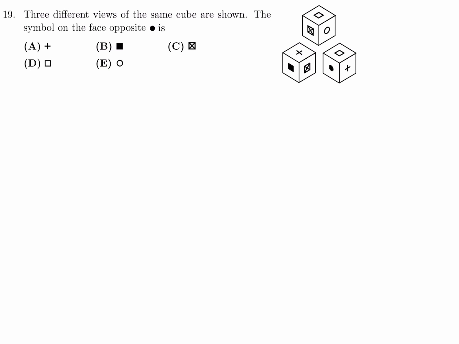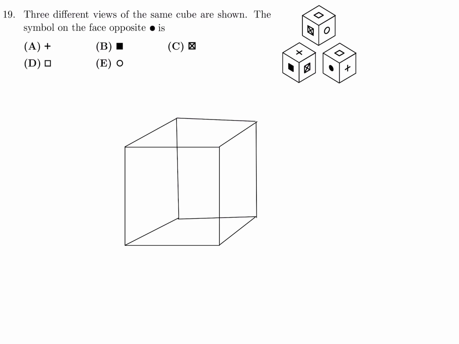3 different views of the same cube are shown. The symbol on the face opposite the colored circle is... Let's try our best to figure this out. So I'll just start with this one right here, and I'll label it exactly the way it is. So we've got that square there, and then here we have that square with the X, and then here we have that circle. Okay, now where do I go next?